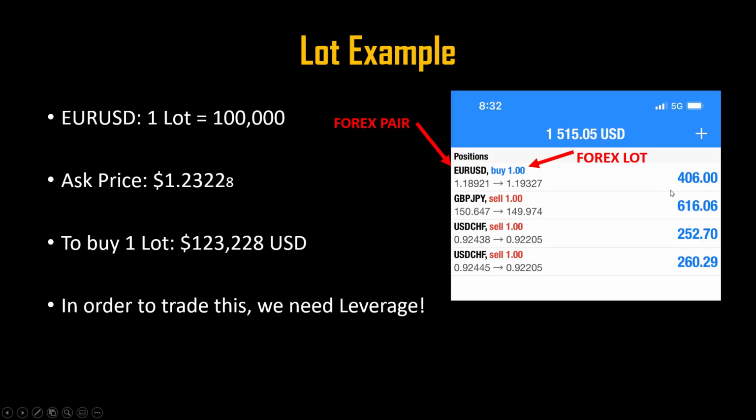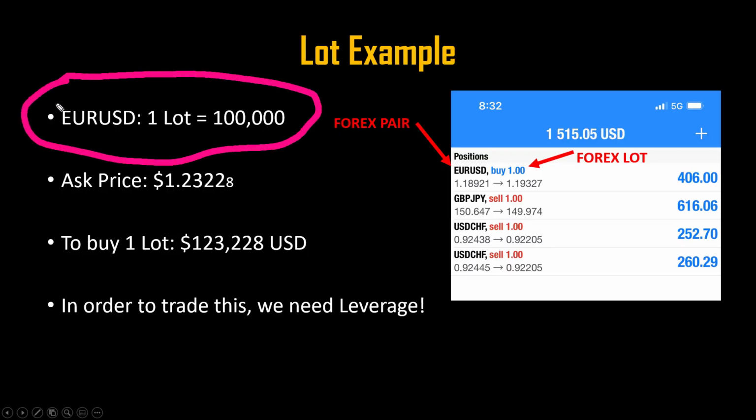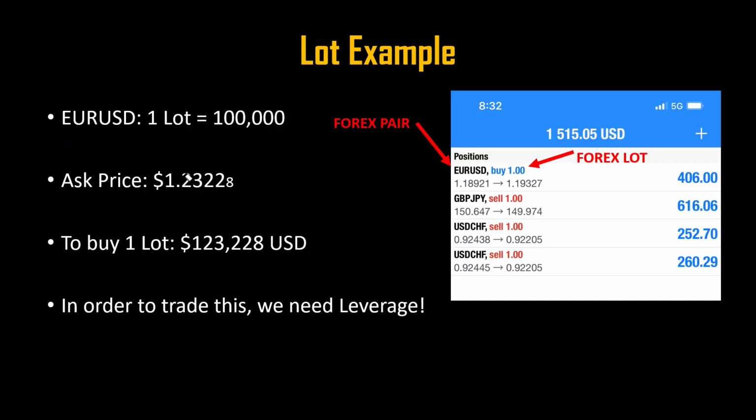So a little bit more about forex, excuse me, a lot example. Here you'll see EUR USD on the left hand side. Now let's pretend you took one lot of EUR USD. That's 100,000 units of base currency, and the ask price is going to be 1.23228. So to buy one lot, to buy 100,000 units, at 1.23228 is going to cost you $123,228.